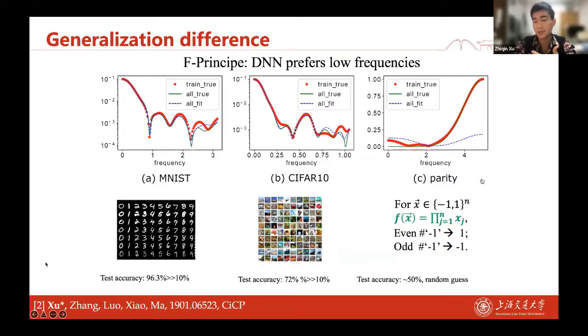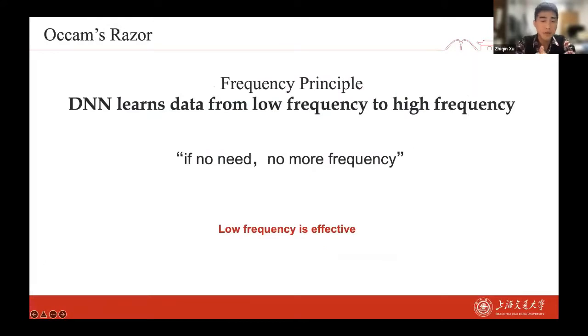So this example shows that we start from the frequency perspective. We can understand, qualitatively but not quantitatively, why the neural network can generalize well in some tasks, but not in other tasks. So we have a very simple conclusion that the neural network learns data from low frequency to high frequency, or simply, if no need, the neural network will add no more frequency. And this resembles Occam's razor.